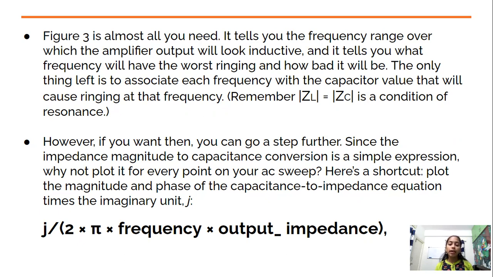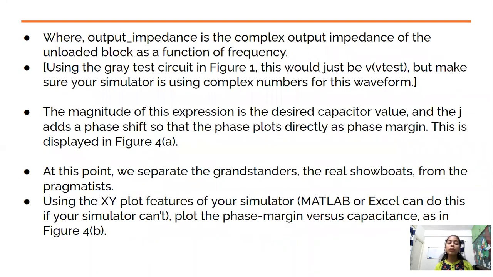However, if you want, you can go a step further, since the impedance magnitude to capacitance conversion is a simple expression. Why not plot it for every step of your AC sweep? Here is a shortcut: plot the magnitude and the phase of the capacitance-to-impedance equation, 1 over j times 2 pi times frequency times output impedance, where the output impedance is the complex output impedance of the unloaded block as a function of frequency.